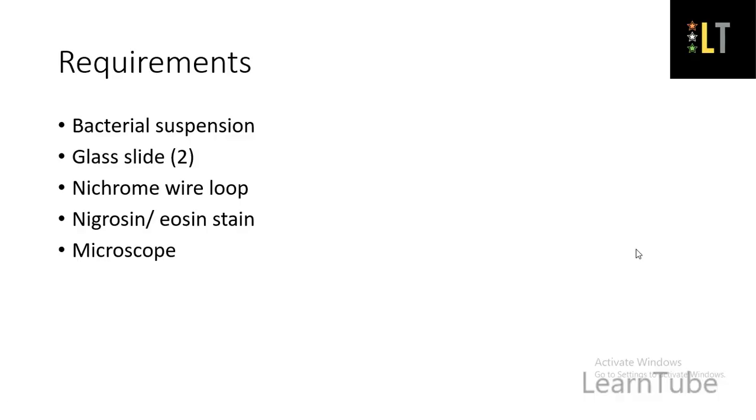So following are the requirements for carrying out the negative staining technique. First is the bacterial suspension. Second is glass slide. So you'll be requiring two glass slides, nichrome wire loop, nigrosin or eosin stain, and microscope.